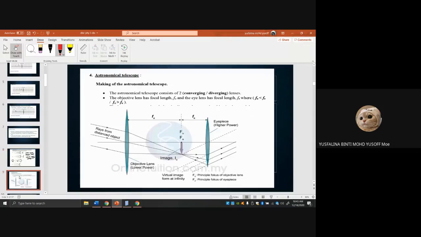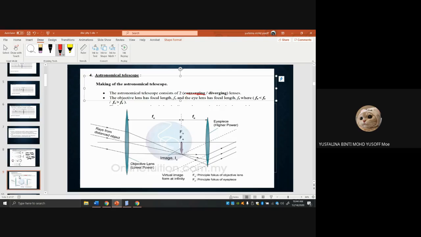Okay, the next one, the telescope. So the astronomical telescope consists of two diverging lens, right? Okay, because they use the convex mirror. So remember for telescope and microscope, both of them use convex mirror. Sorry, convex lens. Sorry, this one is a converging lens. This is lens, not mirror.